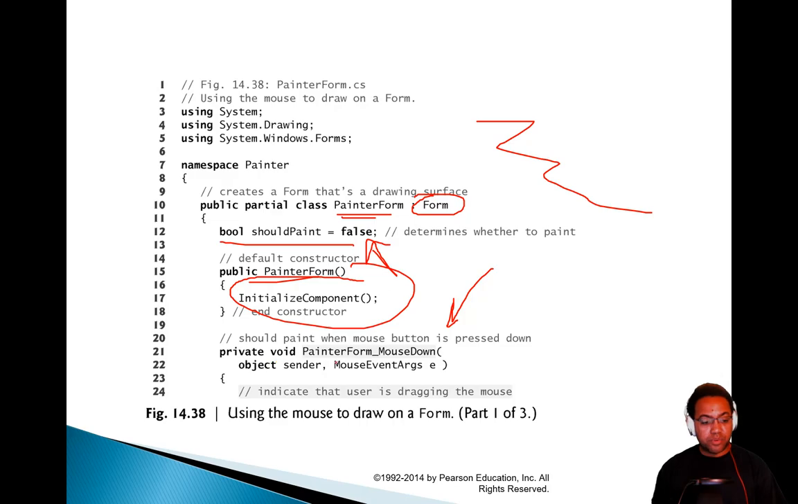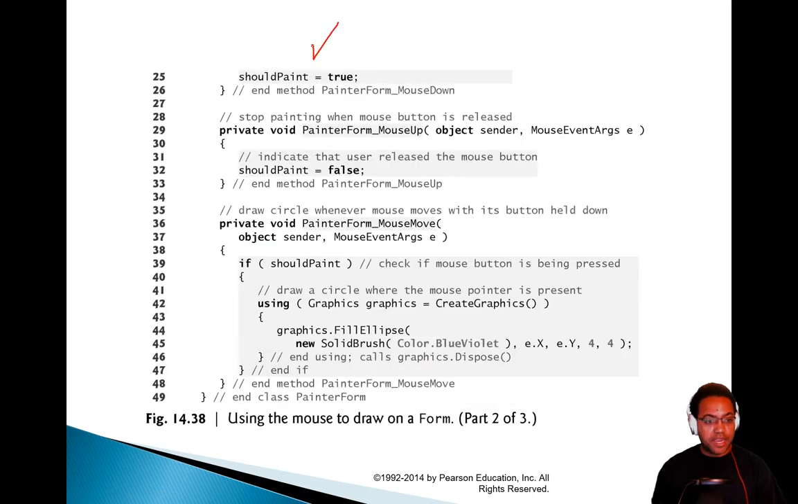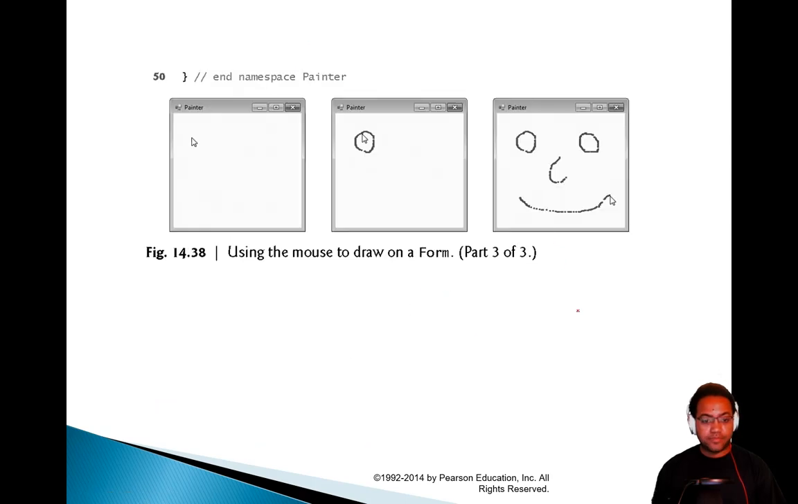So here we go, private void painter form mouse down. So when you're dragging the mouse down, it should paint. When you're dragging the mouse up, it should not paint. When the mouse moves, if should paint is true, okay, that's what this is saying. If should paint is true, then use the graphics class and start creating graphics. Use a solid brush, paint as a blue violet, and draw to it. And it looks something like that.